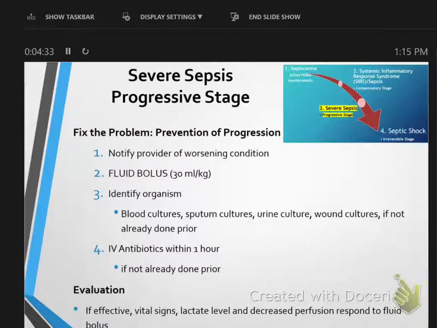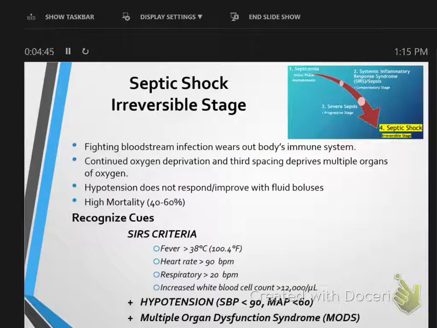If we are catching this in the progressive stage, what will happen after we give fluids? The blood pressure will return. Okay? Then, if the blood pressure does not return, we will classify it as an intermediate stage.